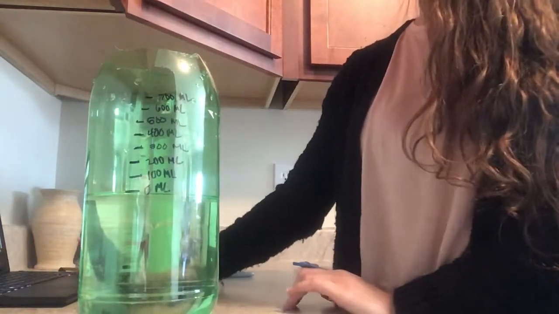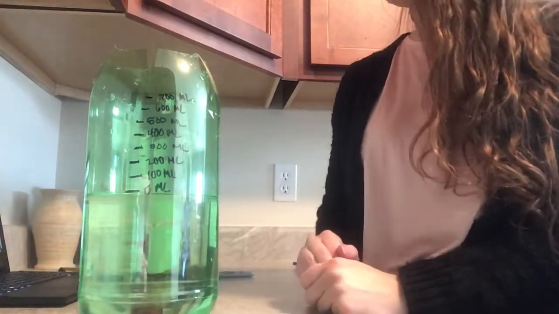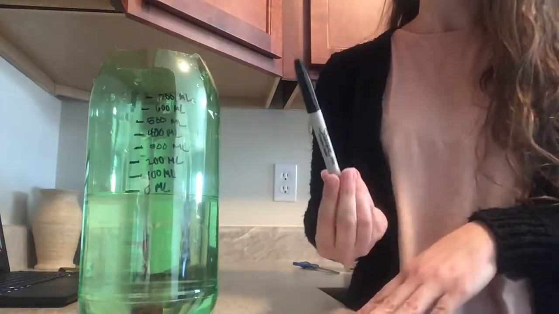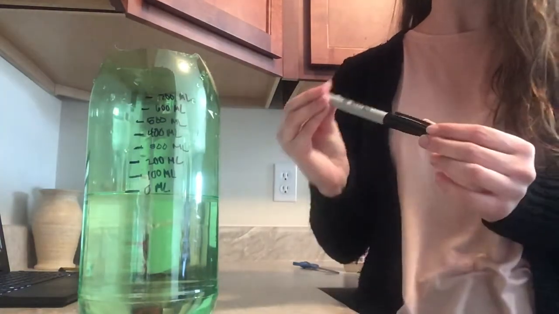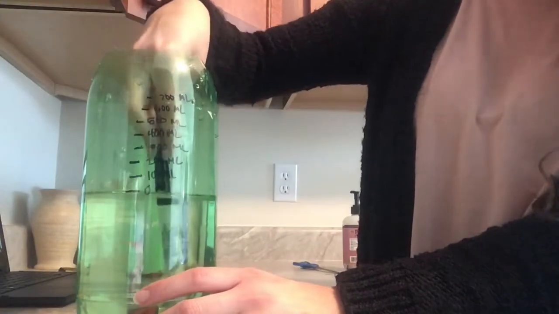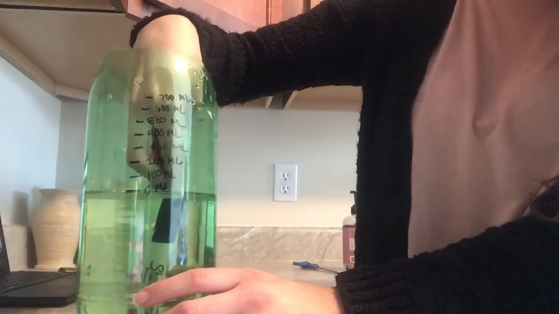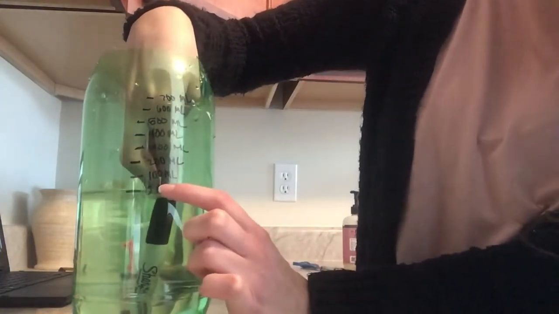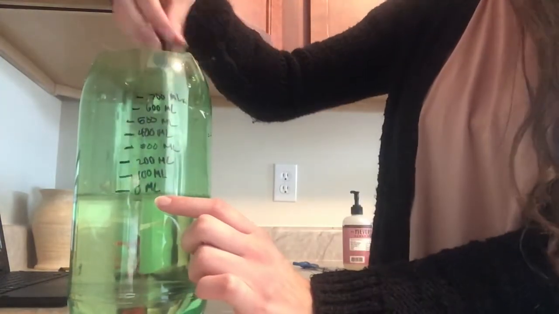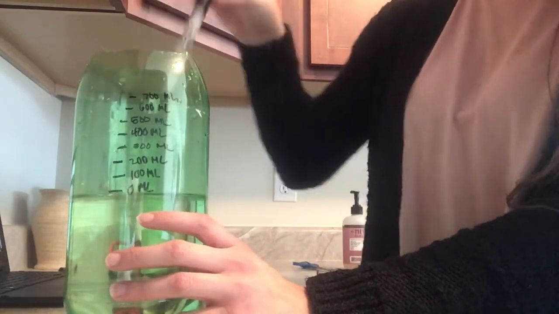The next question says to do a small object. So I have this Sharpie that I was using to calibrate my bottle. So I'm just going to figure out what this is in volume. So this barely raises up as well, just like the sunglasses did. So I would say that that's about 1 milliliter as well.